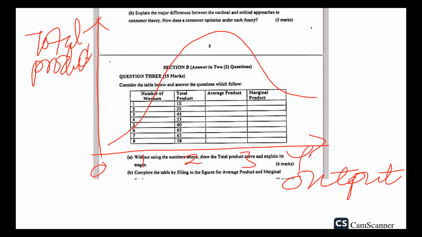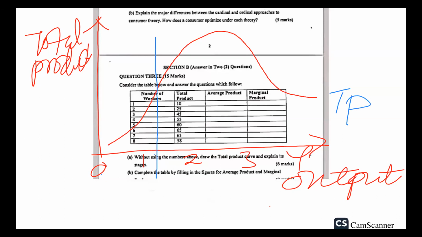You need to explain the stages, okay? The total product has 3 stages. Let me draw this line like this. From 0 output, when you look at the slope from 0 up to somewhere here, the slope of the line is not very sharp. This is the first stage of production. Then there is a stage at which the total product curve, the TP curve, starts increasing in slope.